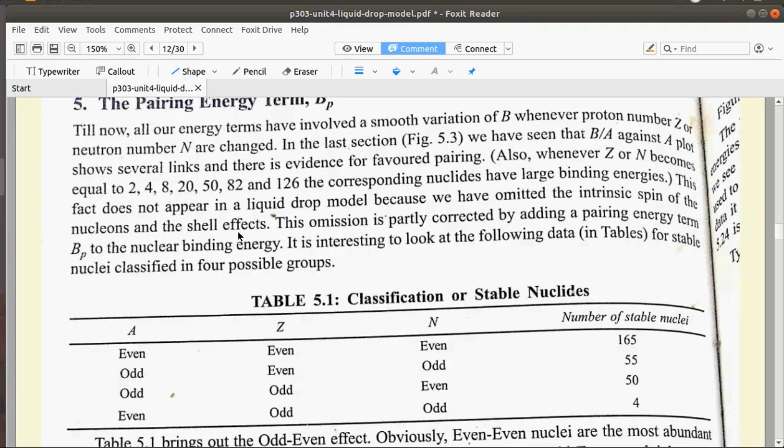So to explain this you generally need the intrinsic spin of the nucleons. But since a liquid does not have an intrinsic spin, we have not added this term. So to compensate for this omission, it is partly corrected by adding a pairing energy term, B pairing, to the nuclear binding energy.